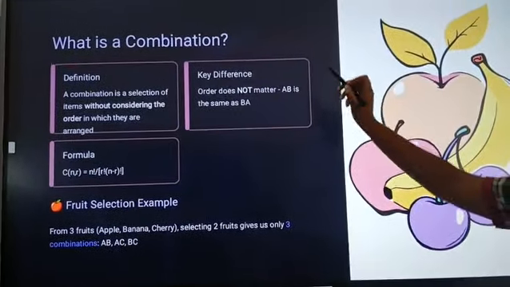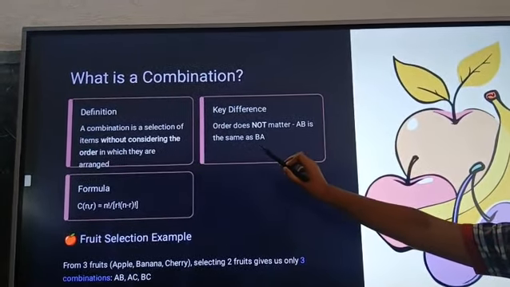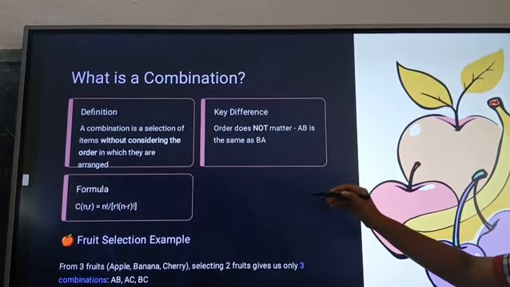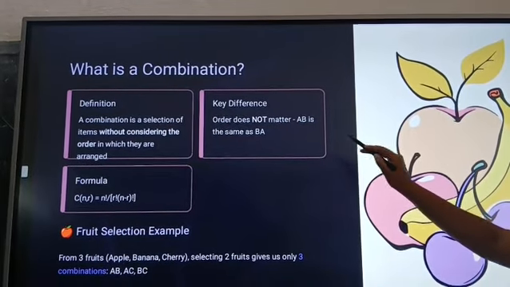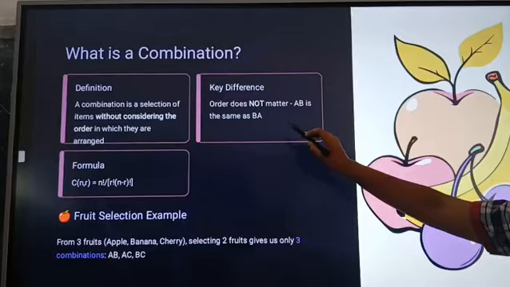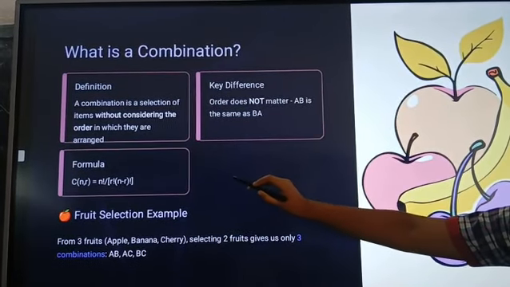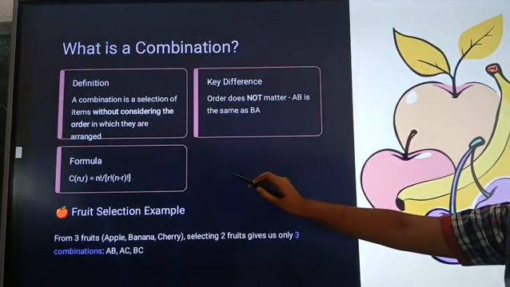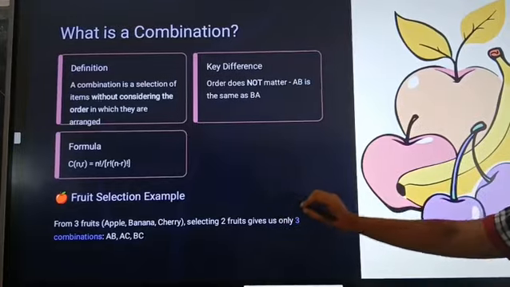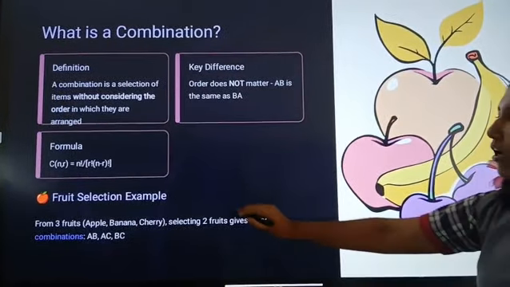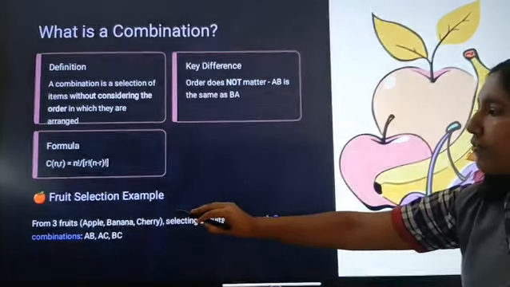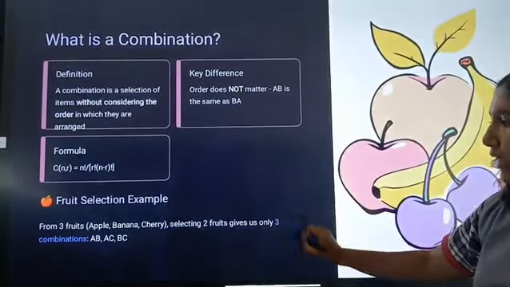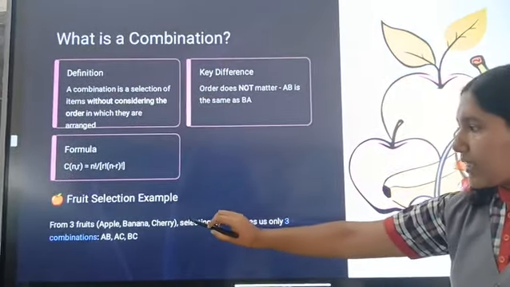Now we move on to what is combination. A combination is a selection of items without considering the order in which they are arranged. So the key difference is that order does not matter here. AB is the same as BA. The formula is C(n, r) is equal to n factorial divided by r factorial times (n minus r) factorial. Here we will see a fruit selection example. From 3 fruits, apple, banana and cherry, selecting 2 fruits gives us only 3 combinations, which are AB, AC and BC.